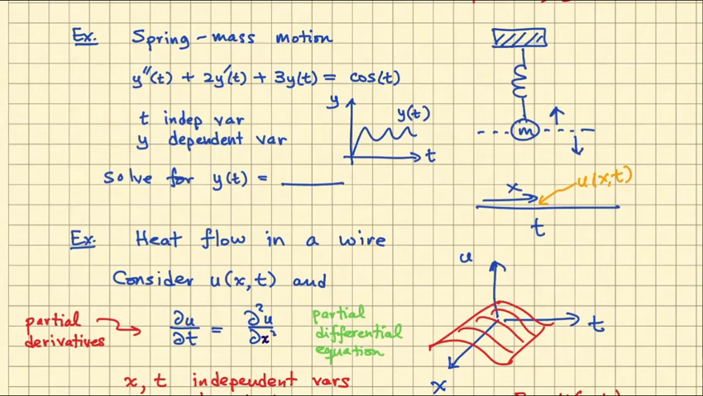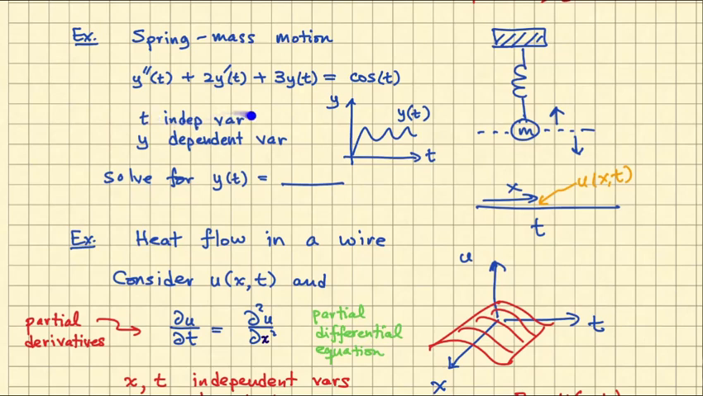So I'm just making up a differential equation here, although this would be a potentially realistic scenario, where we have y double prime plus 2y prime plus 3y equals cosine t. Here, t is the independent variable, time. y is the dependent variable. Here, y would represent the vertical displacement of the mass around its equilibrium. And so we're trying to find its position, which by that we mean its vertical displacement from the equilibrium position.